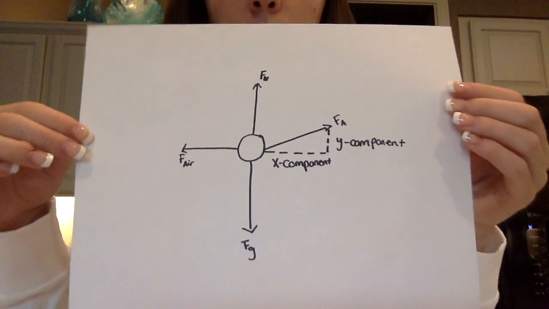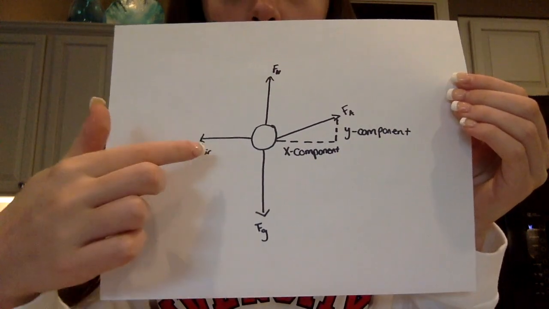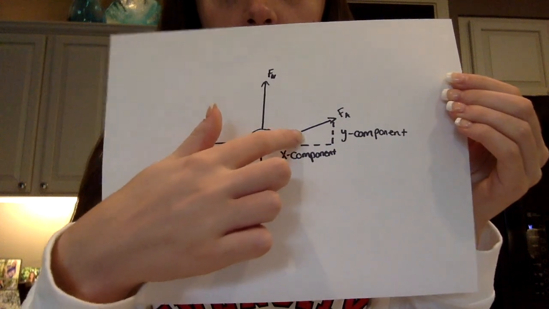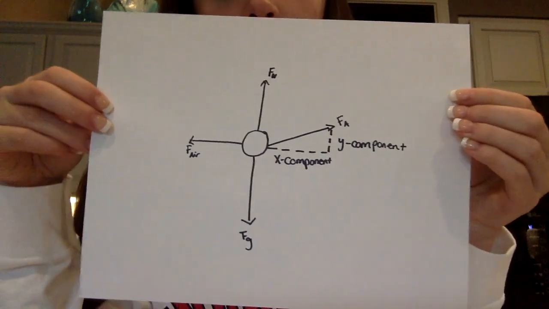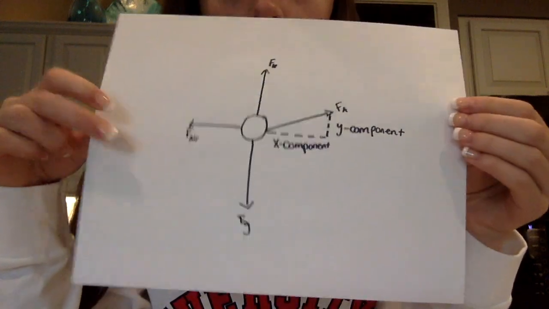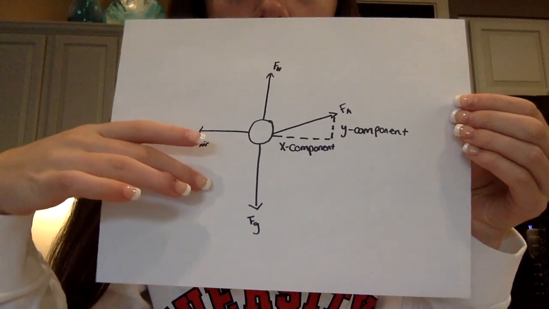And this is a free body diagram of the trajectory of a golf ball. So you have the applied force of the club right here, then the X and Y component of the ball moving forward, and then you have the resistance of the air, and then you have the force of gravity pulling the ball down.